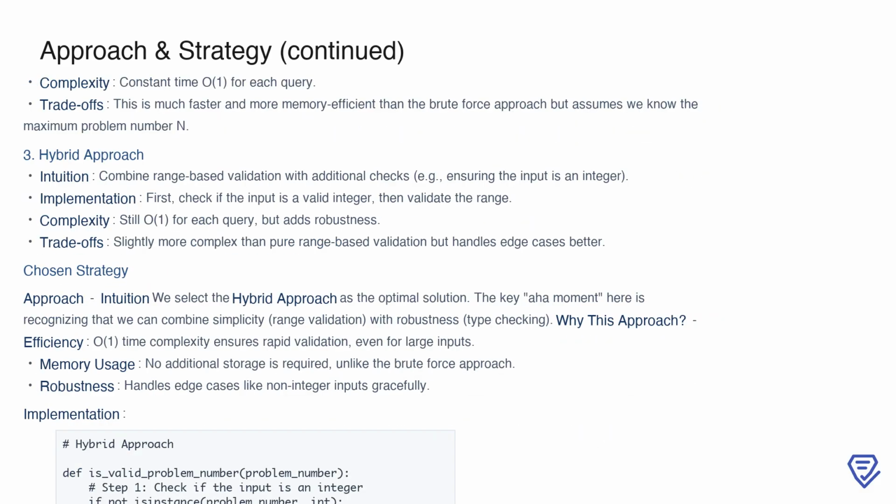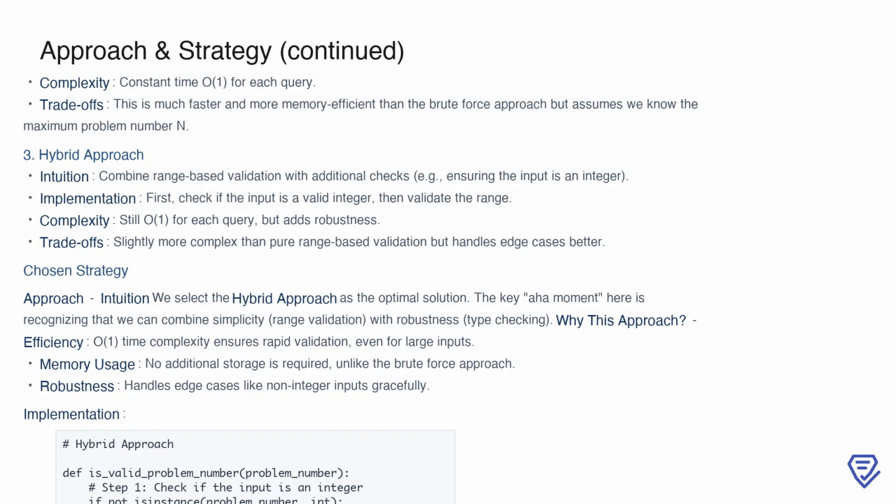The range-based validation approach offers significant improvements in speed and memory usage compared to brute force, but it does have limitations. Specifically, it lacks robustness because it doesn't account for edge cases, such as non-integer inputs. This is where a hybrid approach comes into play. By combining range-based validation with additional checks, such as ensuring the input is an integer, we can create a more robust solution. The hybrid approach first verifies that the input is indeed a valid integer.